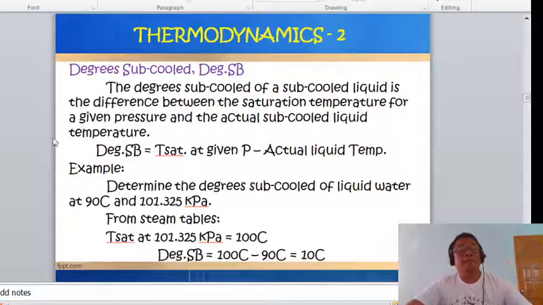Example class. Determine the degree subcold of liquid water at 90 degrees and 101 kilopascal. So, take note class. The saturation temperature at 101 is 100 degrees Celsius, even if you look at this in table 2 of the steam table. So, take note now, the degree subcold is equal to the saturation temperature minus the actual temperature of the subcold liquid. Okay, so therefore, class, the degree subcold now is 10 degrees.